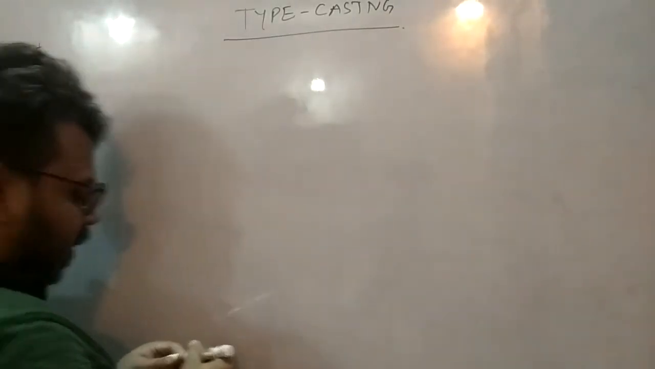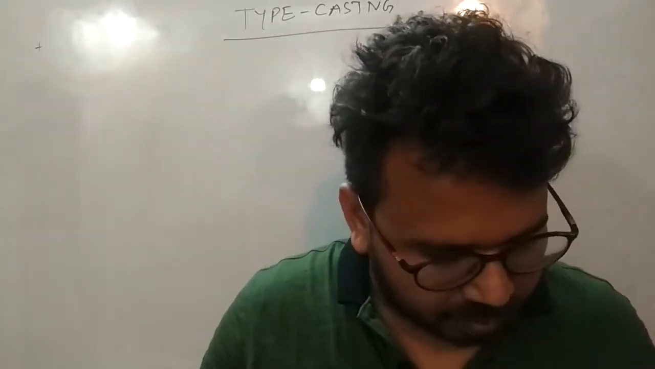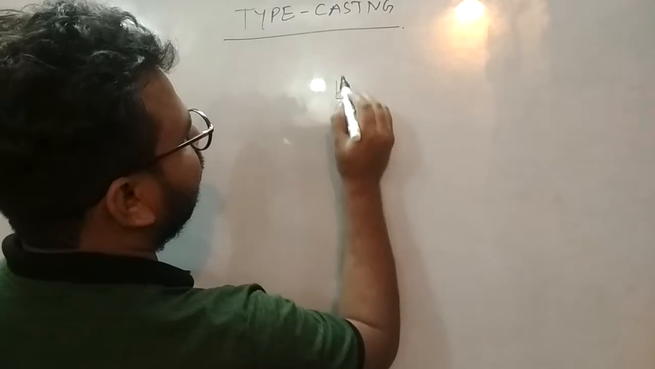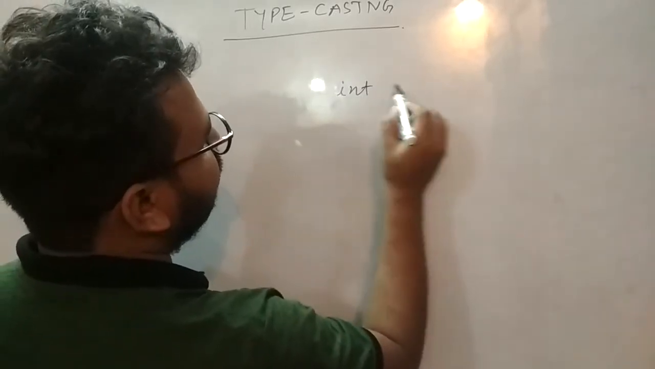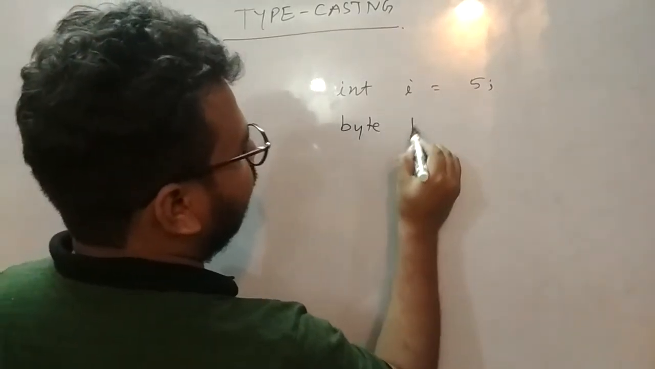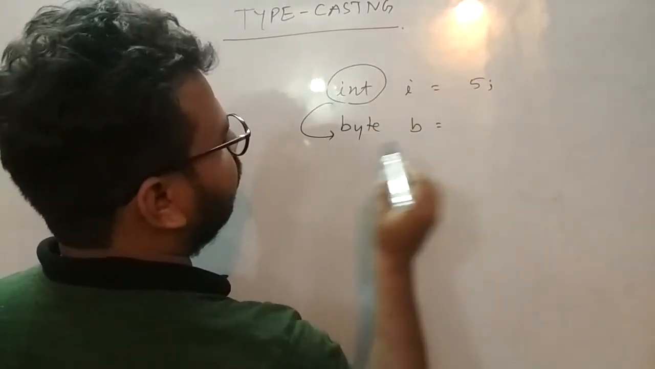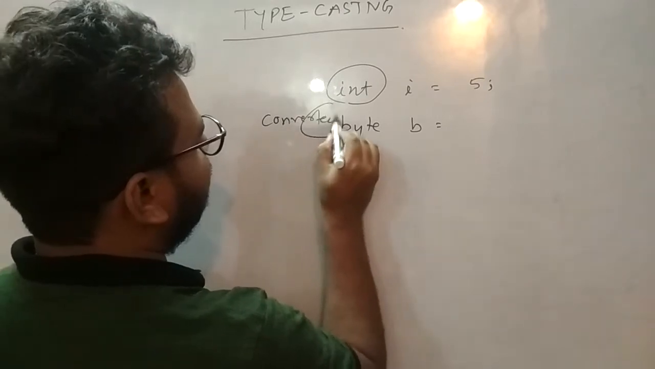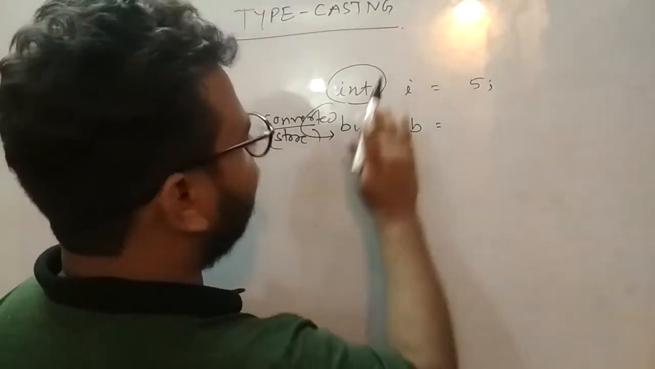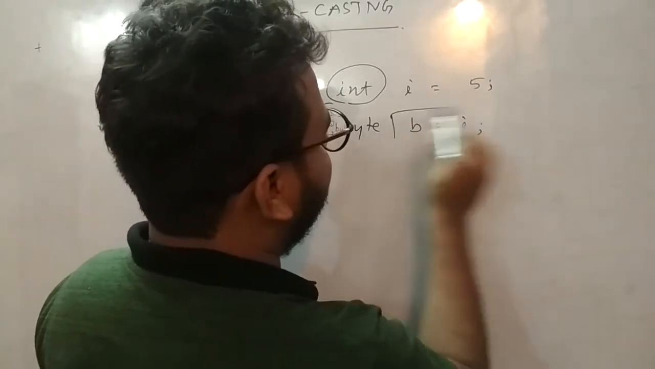Okay, so typecasting is basically how we will cast the data type from one form to another. Suppose I have an int value. Suppose int i is equal to 5. Now I have a byte variable, byte b, and I want this to be converted into byte. Here converted means store. We want to store this int value into a byte value. Then what will happen? Suppose I write here i. Then what will happen here?